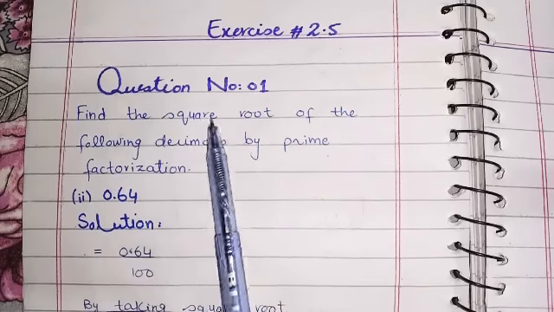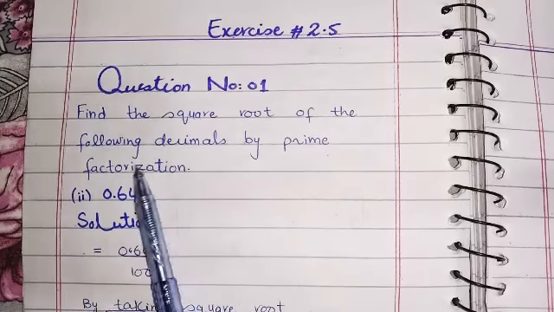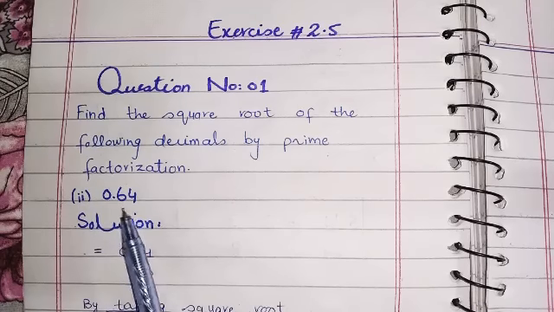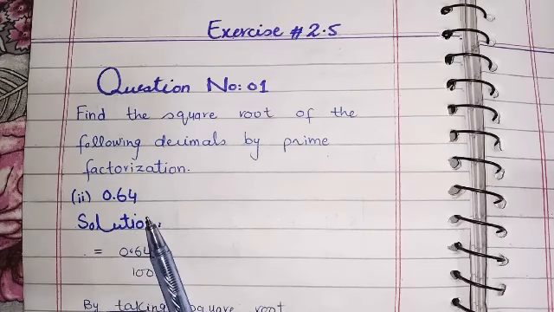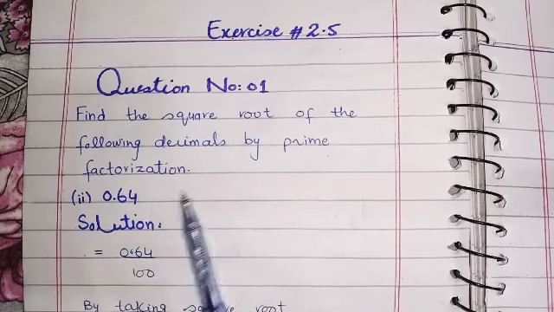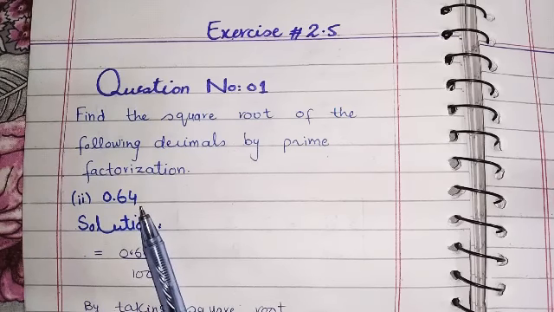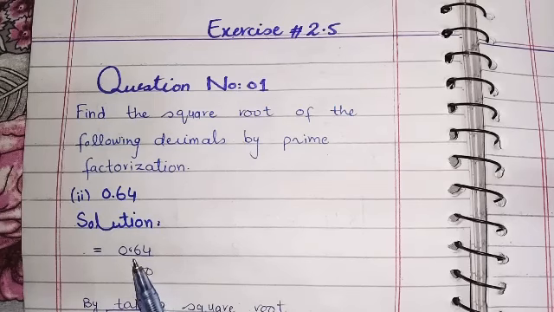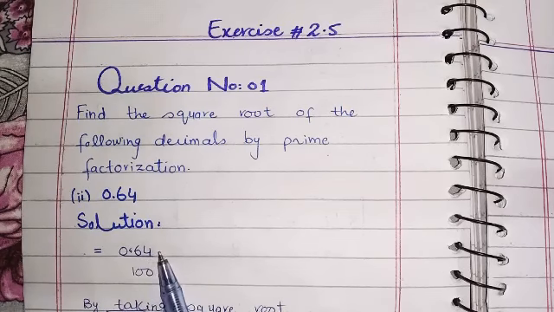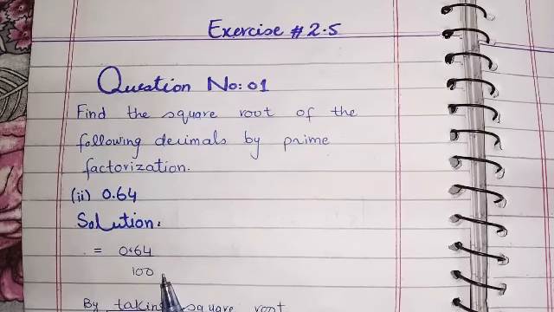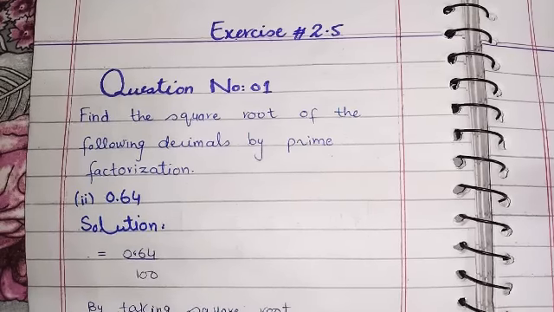Let's read the statement of question number 1. Find the square root of the following decimals by prime factorization. Here part 2 is given to us, which is 0.64. Students, when we have to find the square root of decimals by the prime factorization method, we must convert our decimal number into a fraction. When we convert our decimal number into a fraction, we get 64 over 100. Now students, as you can see this is a fraction, so we will take the square root of the whole fraction, then we will take the square root of numerator and denominator separately. Let's start our solution.